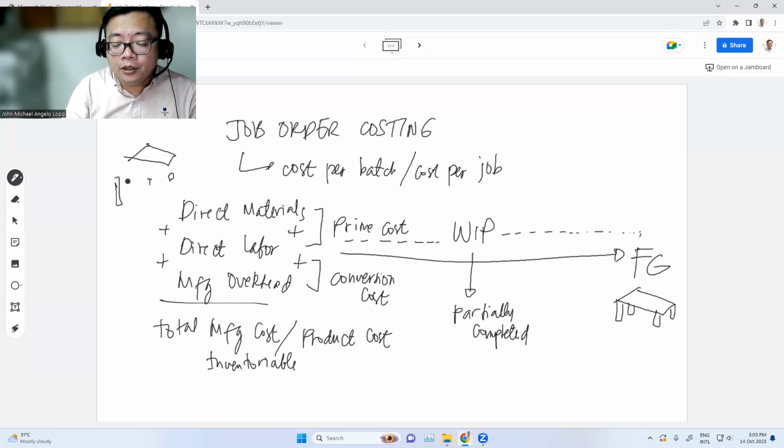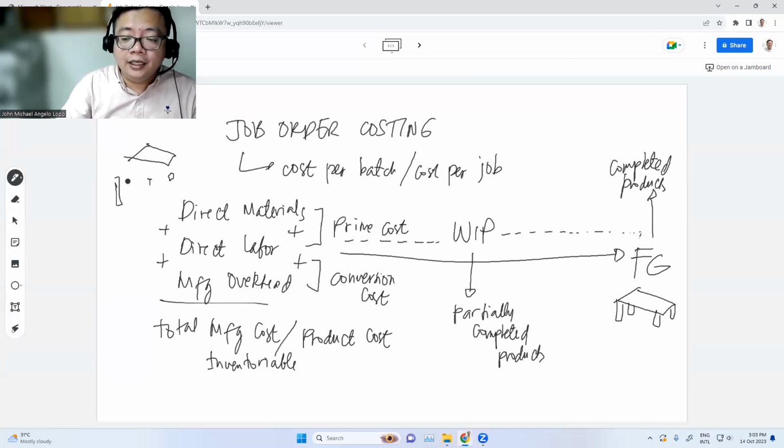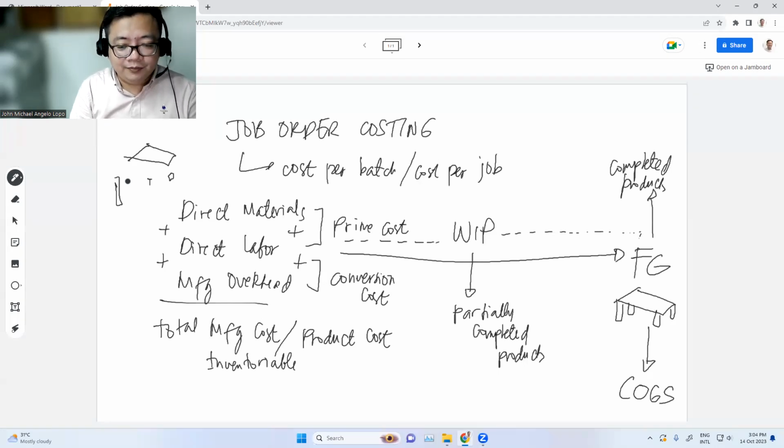How about your finished goods? Ito naman class ay magiging finished goods and eventually it is a completed product na. So, ito ay tapos na and after this one, finished goods, yan naman ay magiging cost of goods sold or tinatawag natin cost of sales. So, yan ang ating manufacturing process na tinatawag.